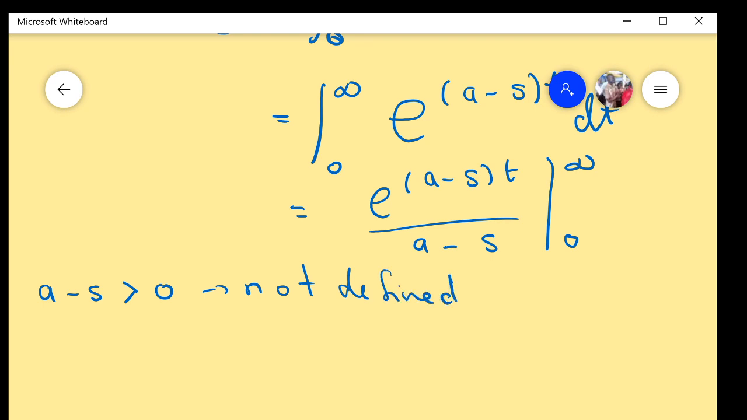Then if I have, let's say, a minus s less than 0, this is the same as having what? It's just as writing a to be less than what? s. If a is less than s, then it means that this is going to be negative. We are going to have a negative value here, a negative value here.